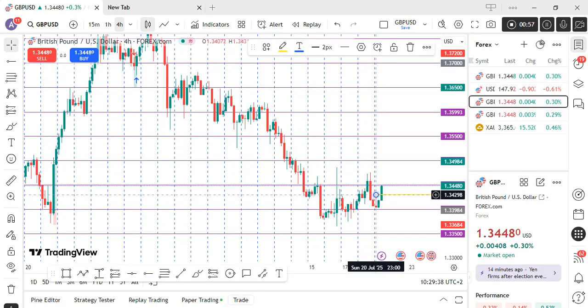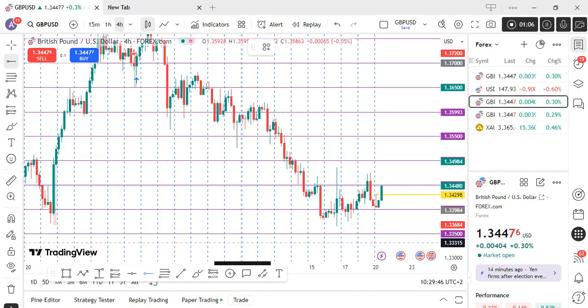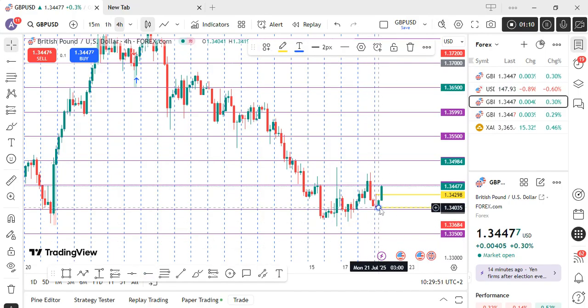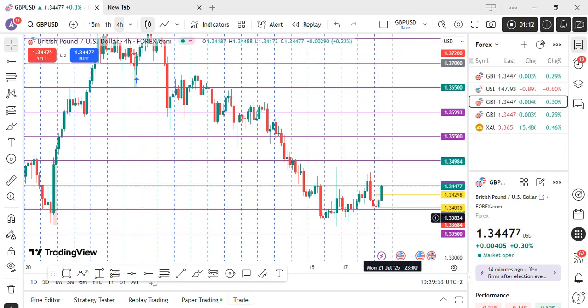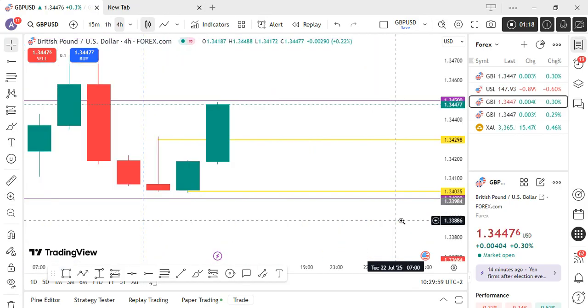So here is the high, and then I'm going to take the horizontal ray and put it on the low. So far, here it is. I'm going to zoom in so you can see very well.